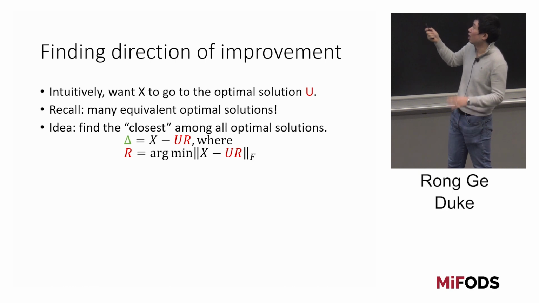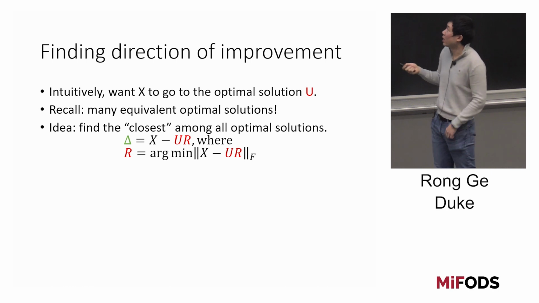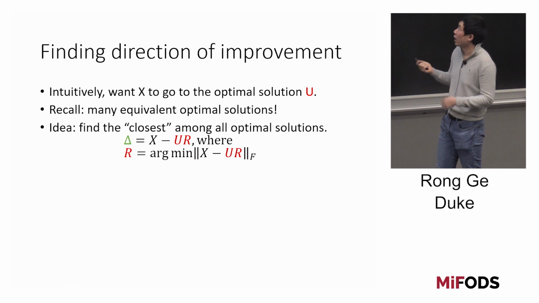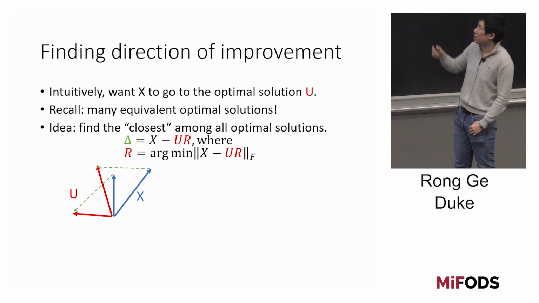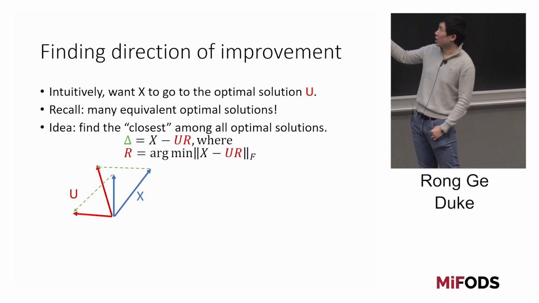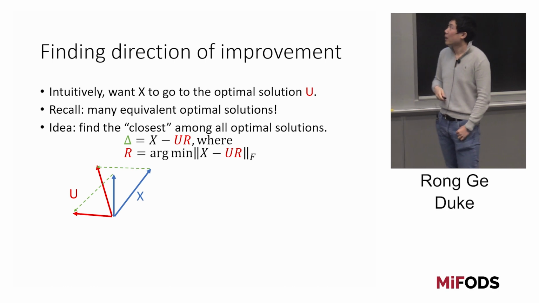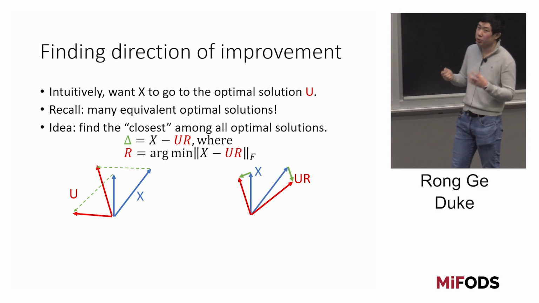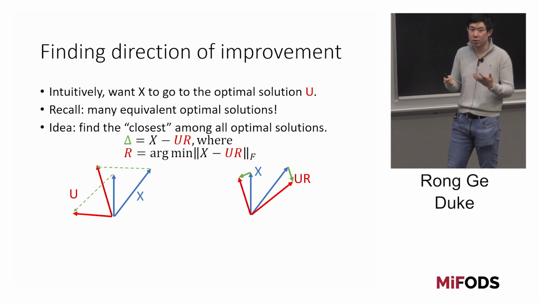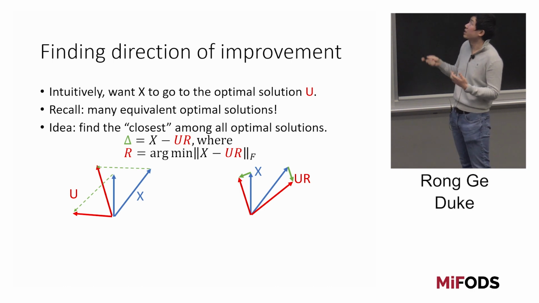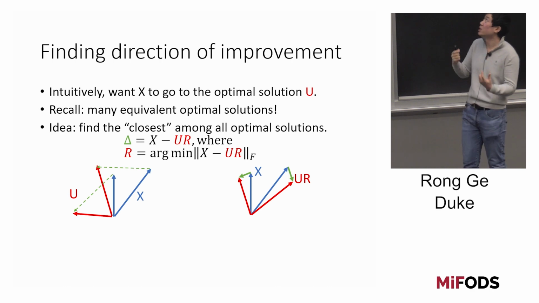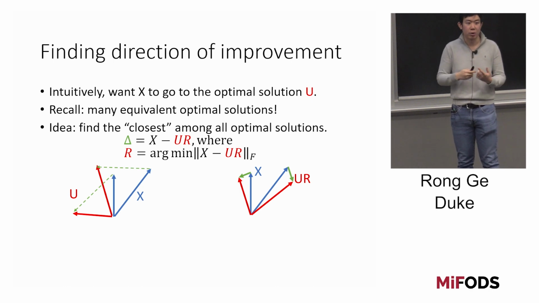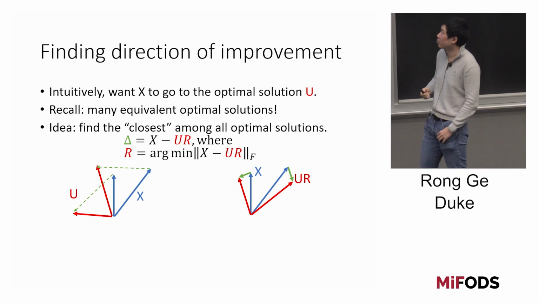These calculations, the algorithm doesn't need to do. This is only in the proof. So we will define delta to be the distance between X and the closest global optimal solution. So in picture, it looks like this, right? Here it looks like X is very far from U. But on the other hand, once I rotate U and obtain an equivalent optimal solution U times R, we can actually see that X is very close to this alternative global optimal solution. And the difference between these two solutions is what we denote by delta. And delta is going to be the direction of improvement.